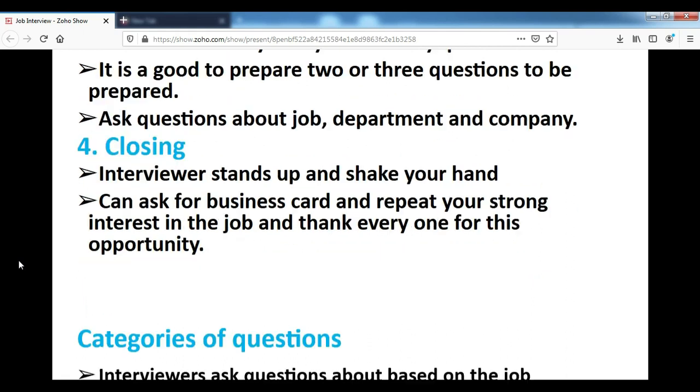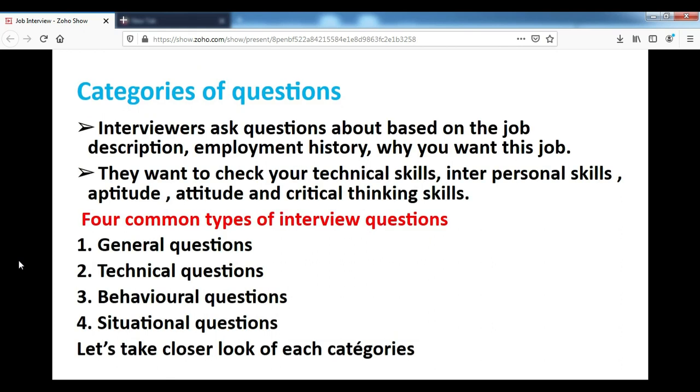Now let's look at the different categories of questions. These questions are based on your job description, your employment history, and why you want this job. Interviewers want to check your technical skills, your interpersonal skills, your aptitude, attitude, and critical thinking skills.